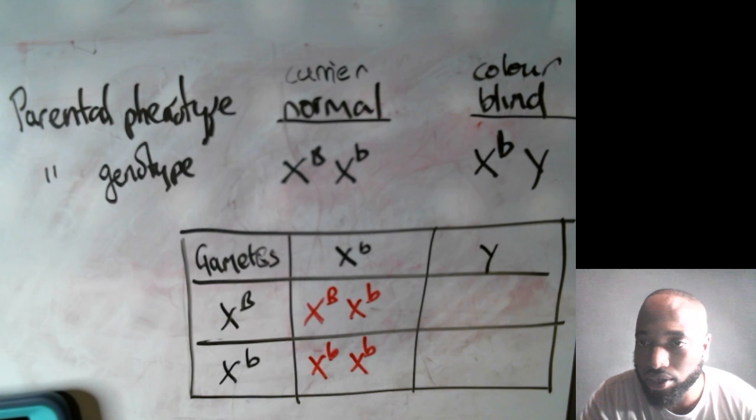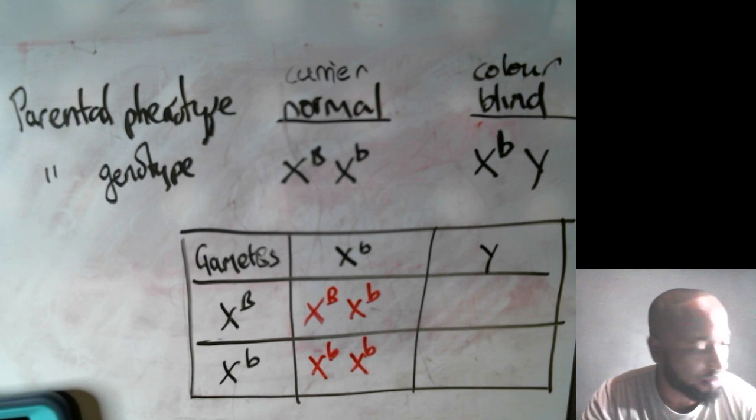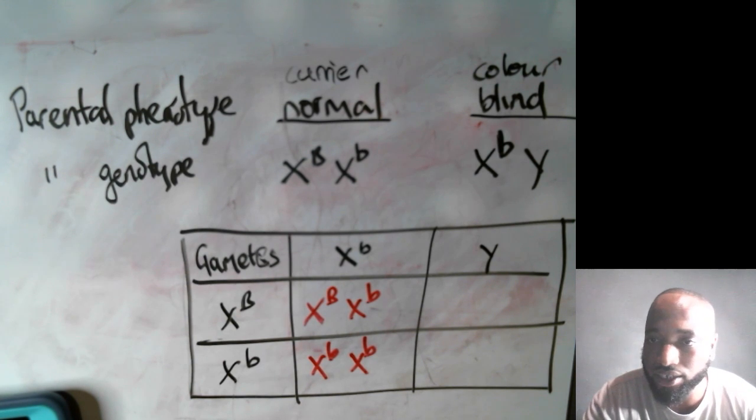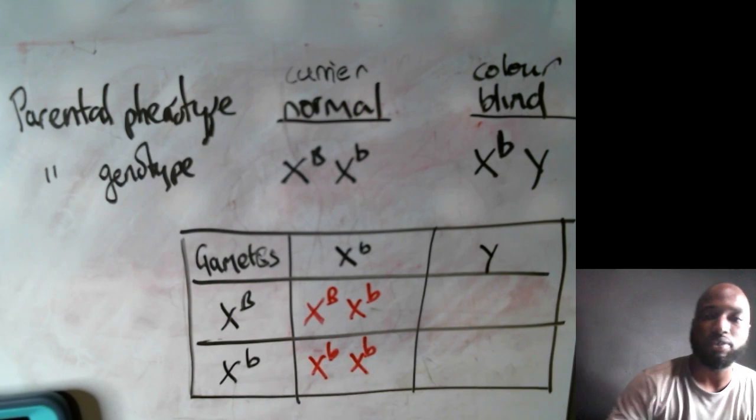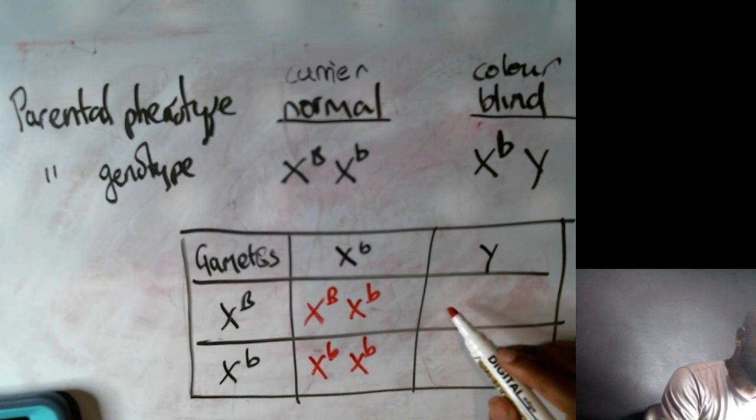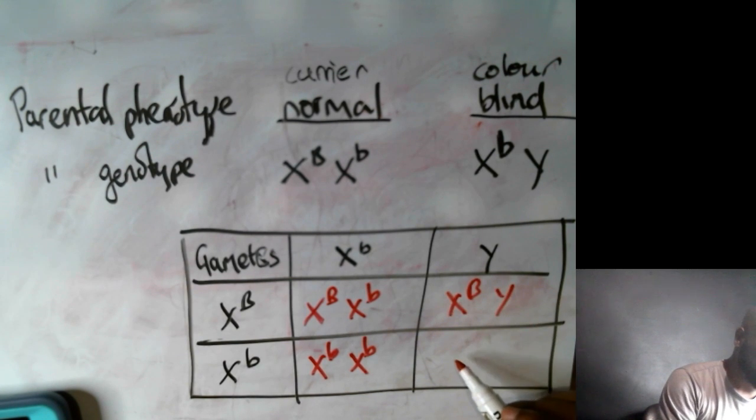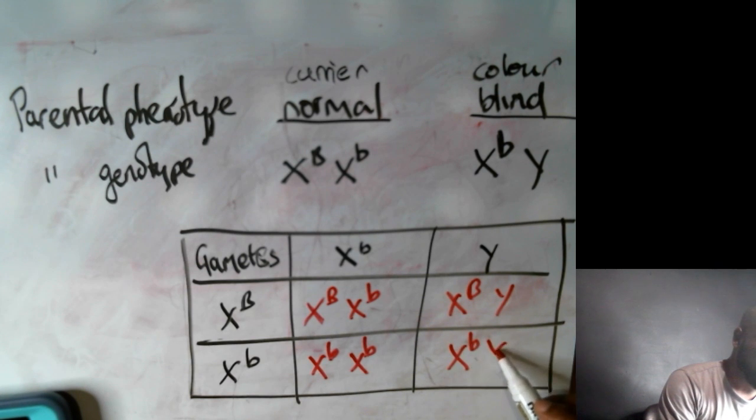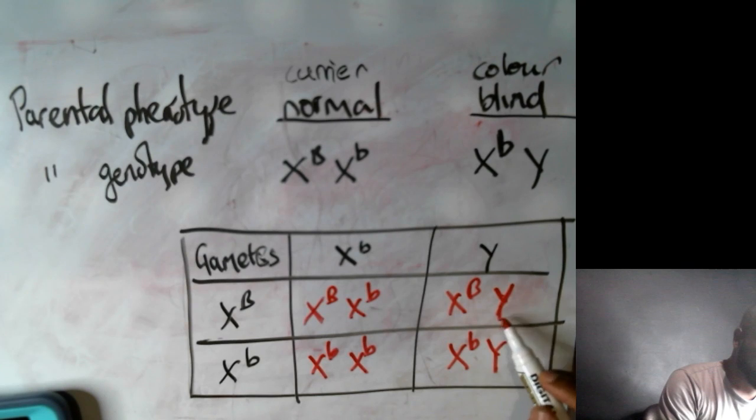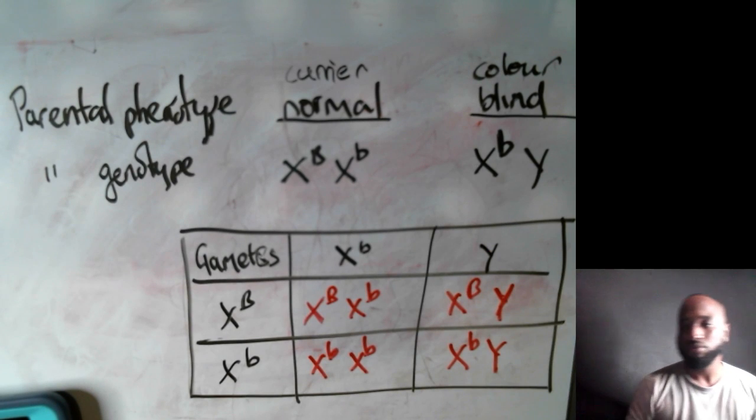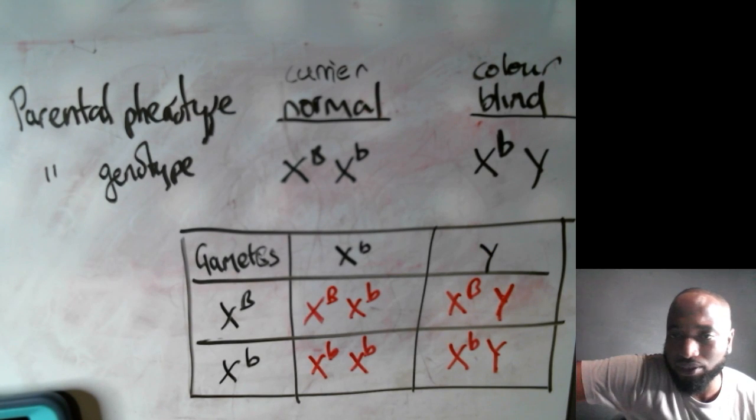This column XB, right. 25% is carrier, 50% colorblind, 50% normal. And then we have XBY and XB. So save it now because I want to save the parts you were getting.